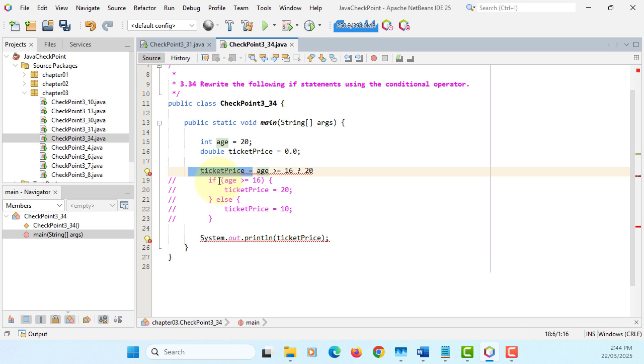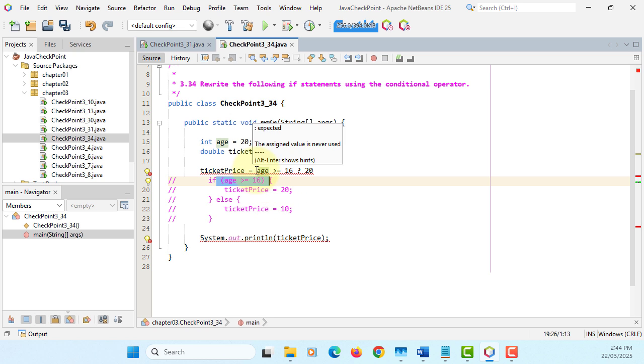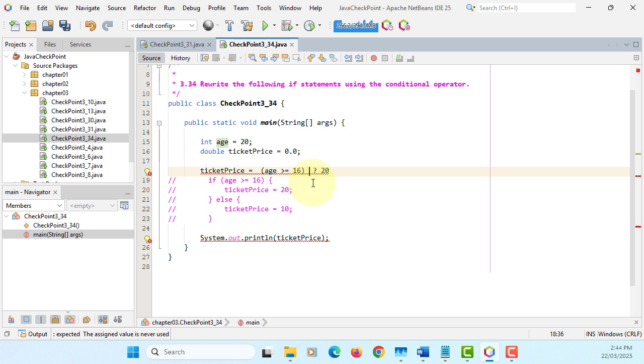Looks complicated, so let's use the parentheses same as here. So if you copy, paste it, it looks more readable. Okay. So if this condition is true, then we are assigning 20 to ticket price. If it's not true, we use colon. We assign number 10. We are assigning number 10 to ticket price. So it does exactly the same as if-else statement.